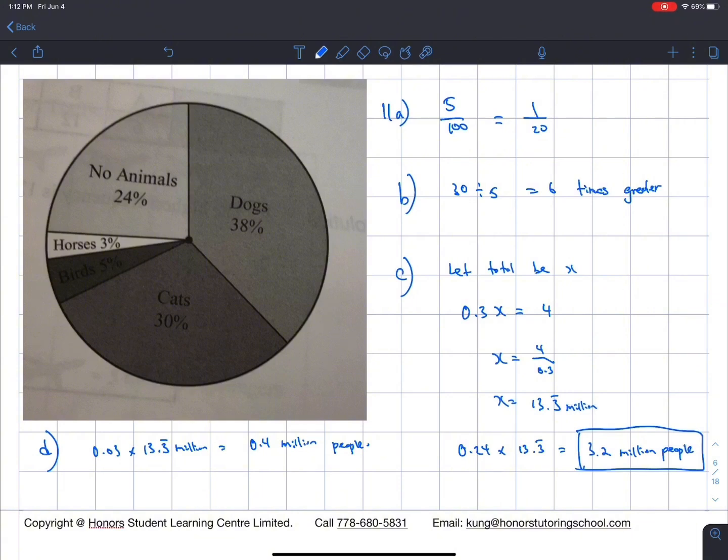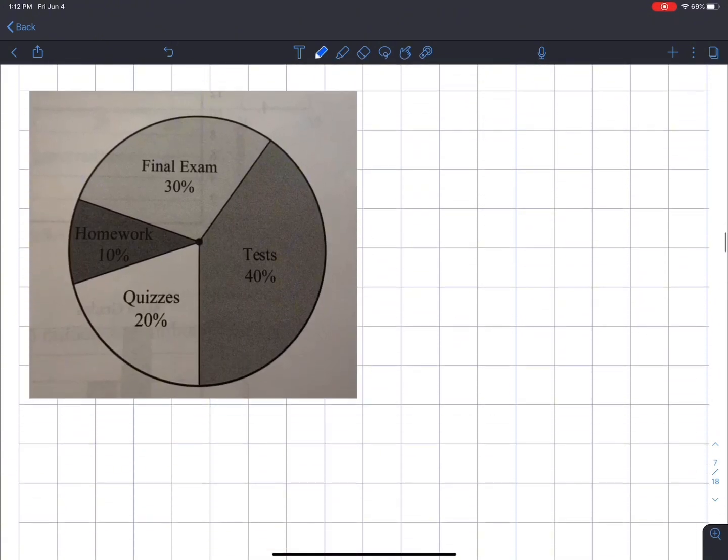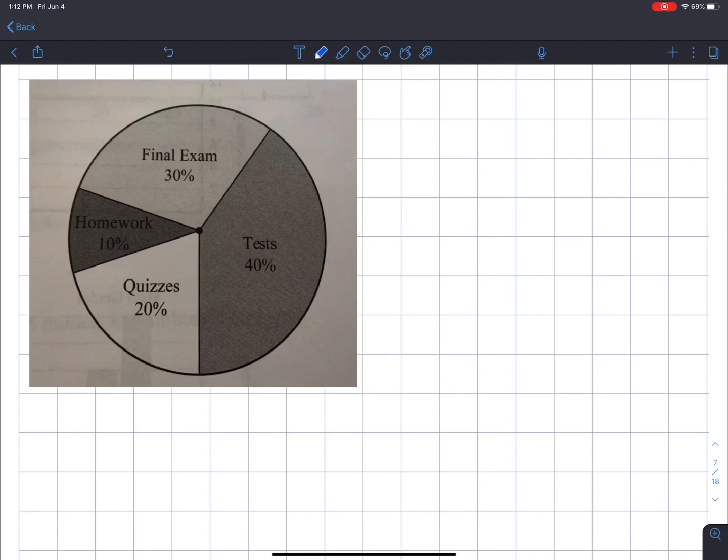Moving on to question 12. What percentage of the course is based on tests? We can see it's 40%. What fraction of the course is based on quizzes? Quizzes is 20%. In fraction, this will be 20 over 100. If we simplify, we get 1 over 5.